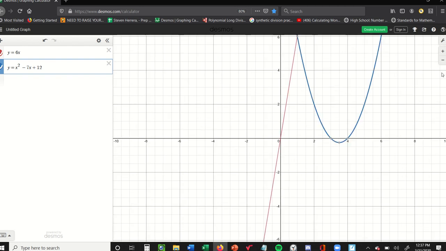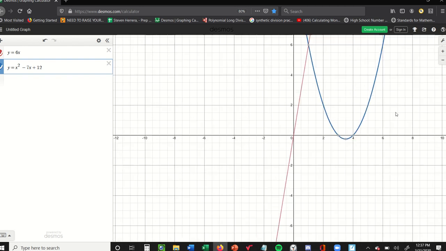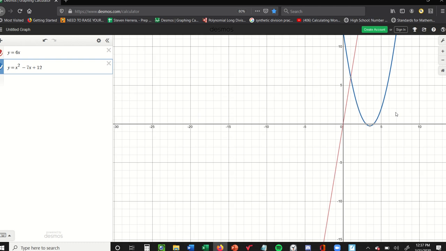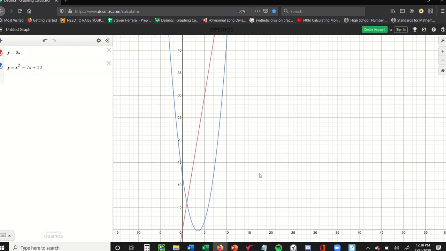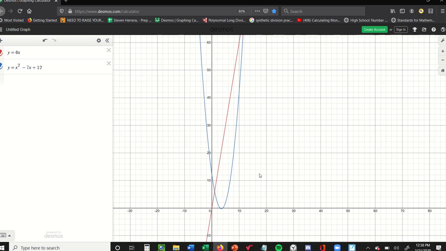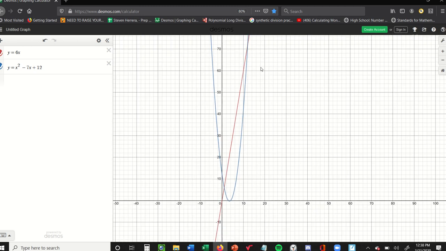So if I can just zoom out a little bit. Okay, so there's one here, up here, and then one down here. So you can mess around with this website too if it helps, and we saw those solutions there.